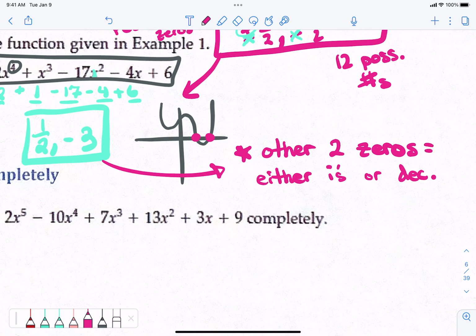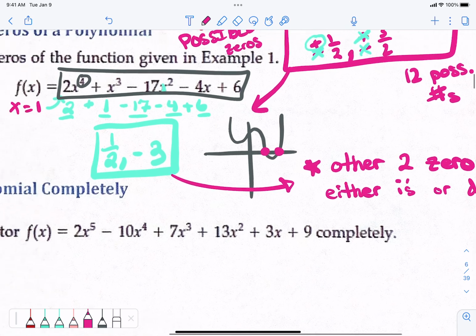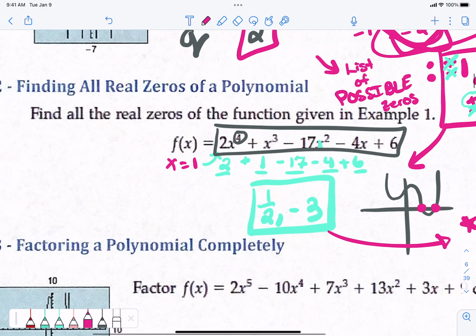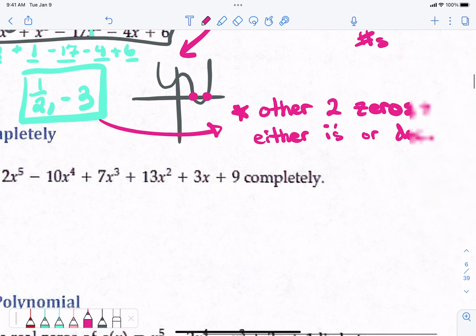So the other two are probably decimal numbers, okay? These are just the rational ones, the ones that come out nicely. And 1/2 is technically a nice number, according to them, because it's a decimal that terminates. So it's either a decimal that doesn't terminate, doesn't repeat, or it's the imaginary ones. We're not going to find those yet.